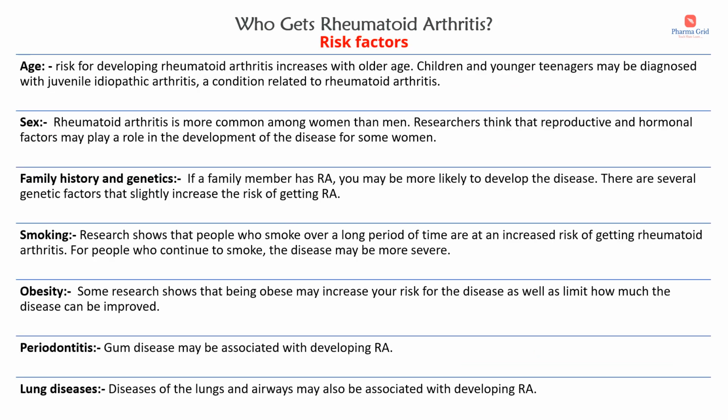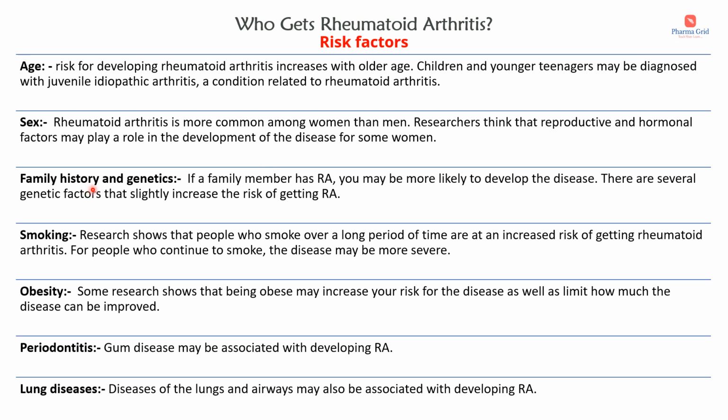Now let's see what all are the risk factors, or who gets rheumatoid arthritis. So the first risk factor is age. Risk for developing rheumatoid arthritis increases with older age. Children and younger teenagers may be diagnosed with juvenile idiopathic arthritis, a condition related to rheumatoid arthritis. And the next factor is sex or gender. This rheumatoid arthritis is more common among women than men. Researchers think that reproductive and hormonal factors play a role in the development of the disease for some women.